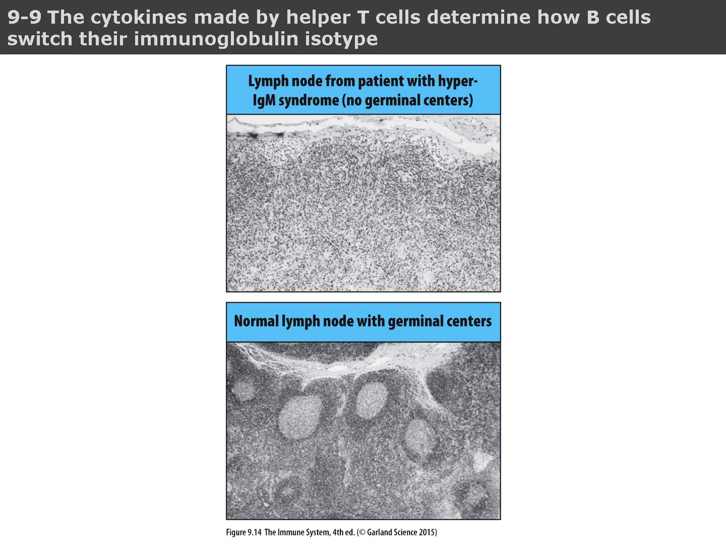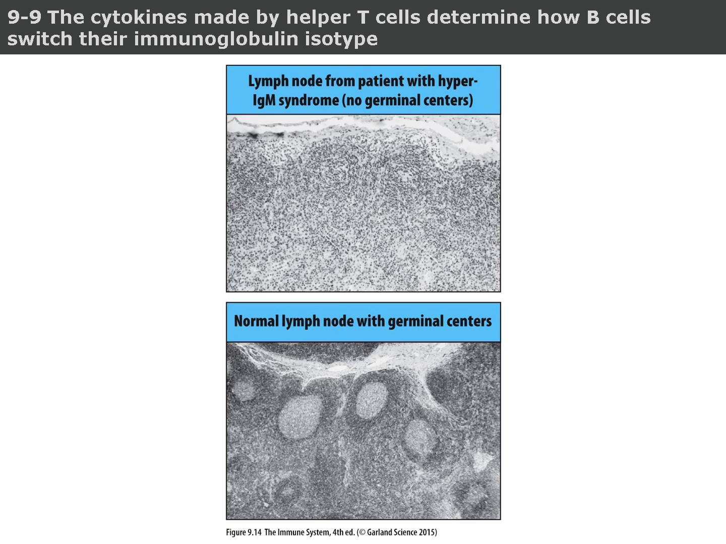The top panel shows a lymph node from a patient with hyper-IgM syndrome. This genetic disorder is characterized by defective CD40-CD40L interactions, preventing B cells from receiving the necessary signals to undergo class switching and germinal center formation. As a result, the lymph node appears disorganized, and germinal centers are completely absent.